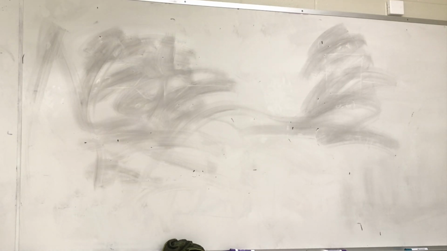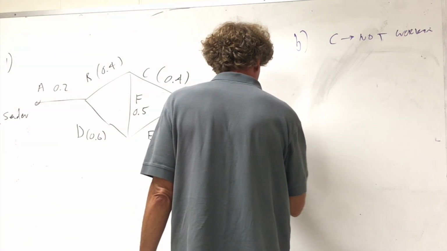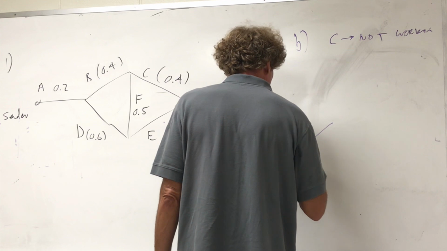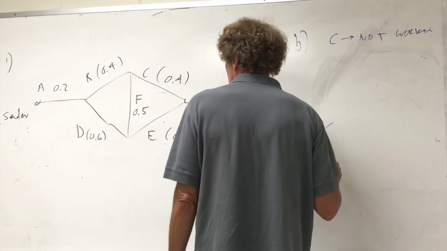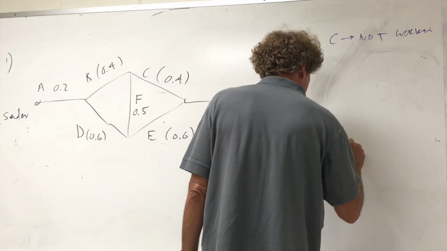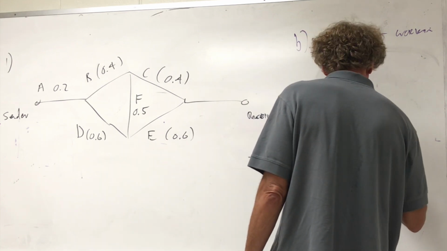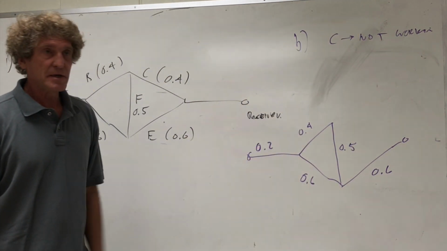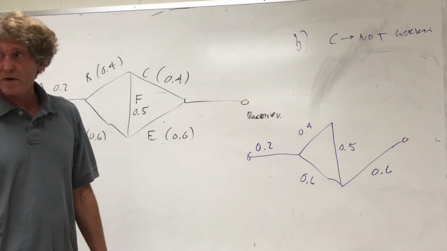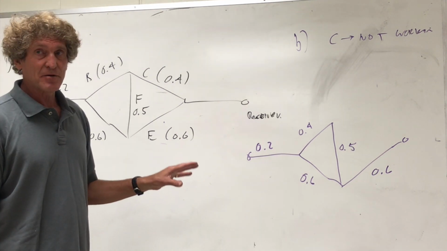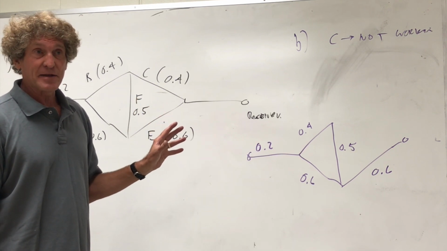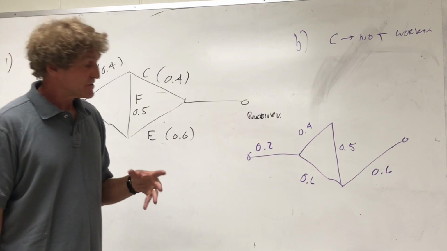B is C is not working. If C is not working, I'm going to do the redraw. For that one, you have 0.2, then you have 0.4, then you have, this is the probability of working, 0.6, and then you have 0.5, and then you have 0.6, and these are all probability of working. And I'm trying to find out what the probability is of the sender and receiver of this system working. Now it's reconfigured. This kind of stuff is going to appear on the final. I would write that down. This kind of problem is going to appear on the final because there were a lot of people that frankly didn't know what to do with parallel and series, and I was a little concerned about that.